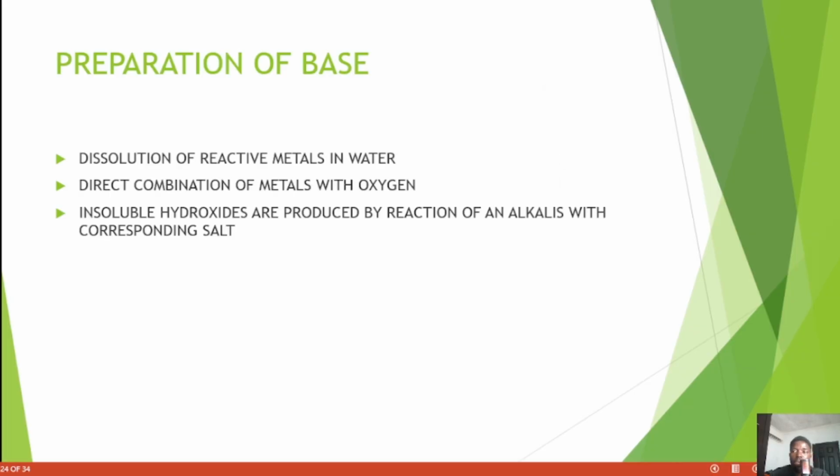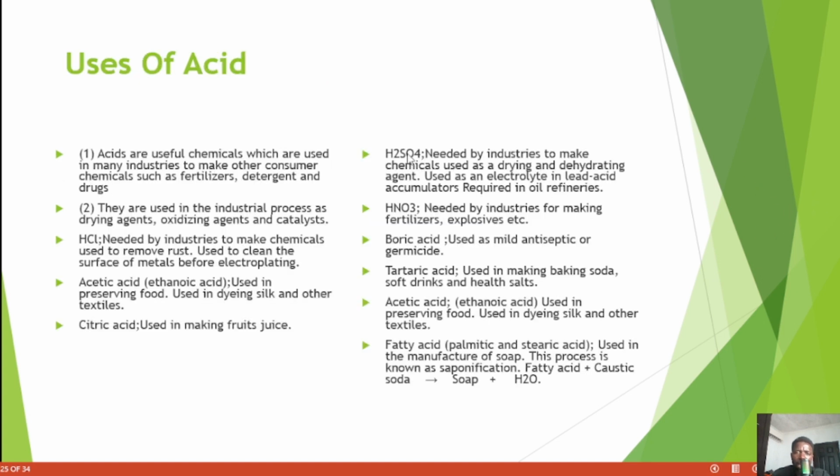The next concept we are going to get into is the uses of an acid. Let's consider the uses of some acids. Acids are useful chemicals which are used in many industries to make other consumer chemicals such as fertilizers, detergents, and drugs. One of the most important acids is your tetraoxosulfate 6 acid. It is needed by industries to make chemicals used as drying agent. It is a dehydrating agent. It is used as an electrolyte in lead acid accumulators and is required in the oil refineries.